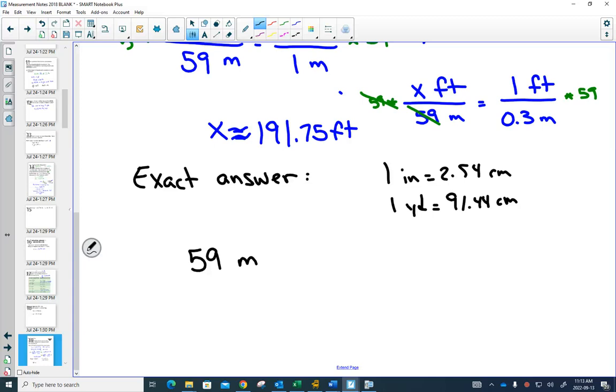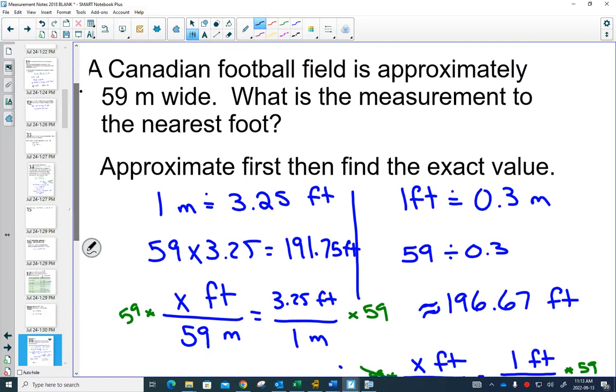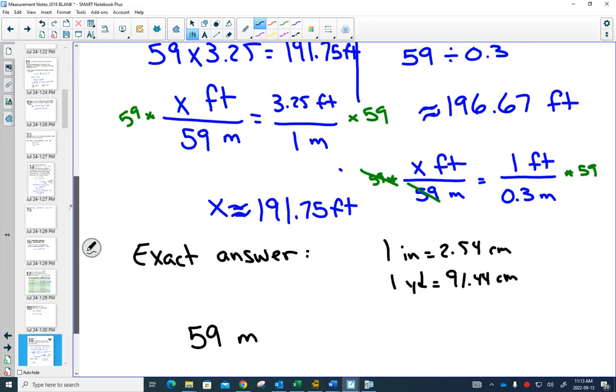Sorry, did I not read the question correctly? To the nearest foot, you're right. Okay? So if we rounded to the nearest foot, this one would be approximately 192 feet, and this answer would be approximately 197 feet. Yes.